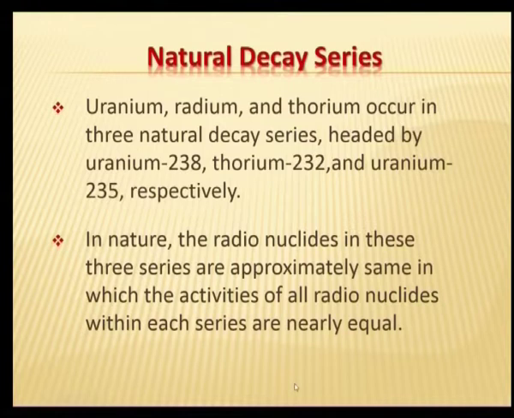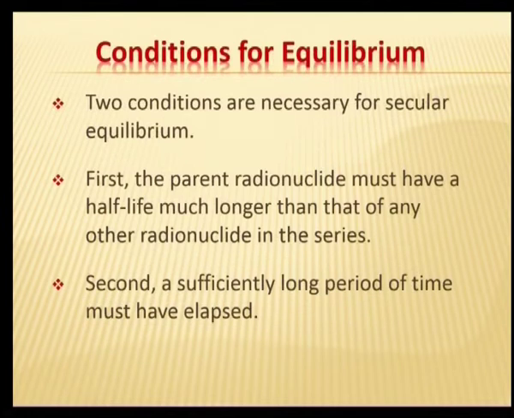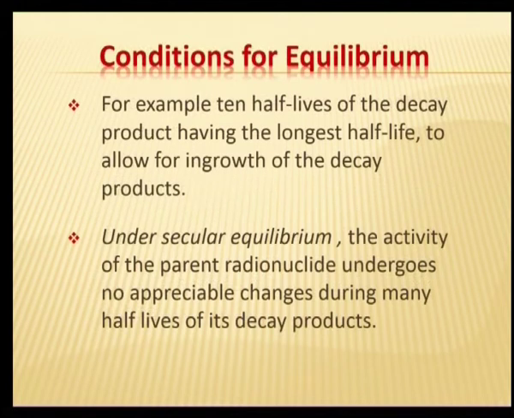In nature, radionuclides in these 3 series are approximately the same, in which the activities of all radionuclides within each series are nearly equal. 2 conditions are necessary for secular equilibrium. The first, the parent radionuclide must have a half life much longer than that of other radionuclides in the series. Second, a sufficiently long period of time must have elapsed, 10 half lives of the decay product having the longest half life, to allow for ingrowth of the decay products.